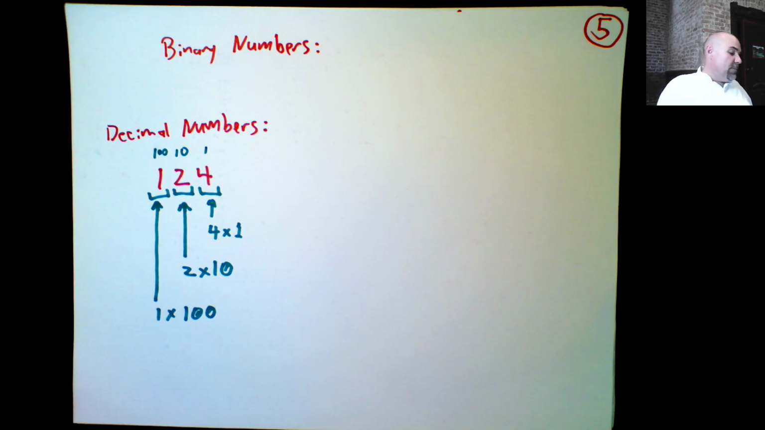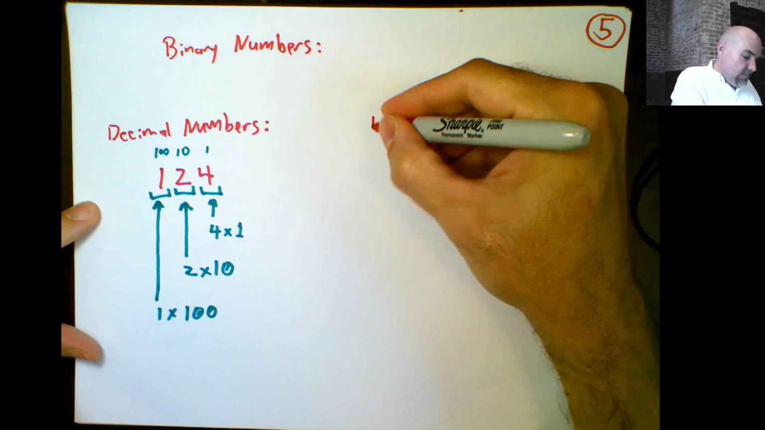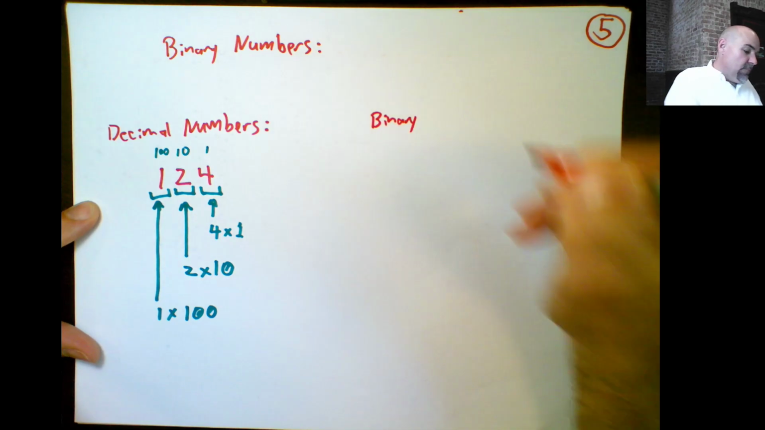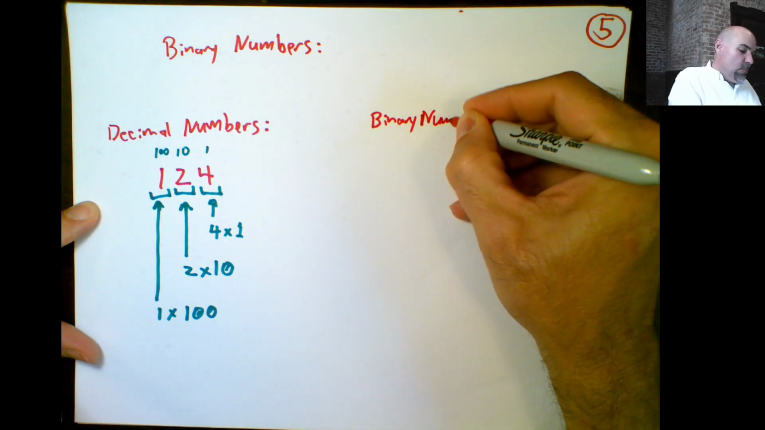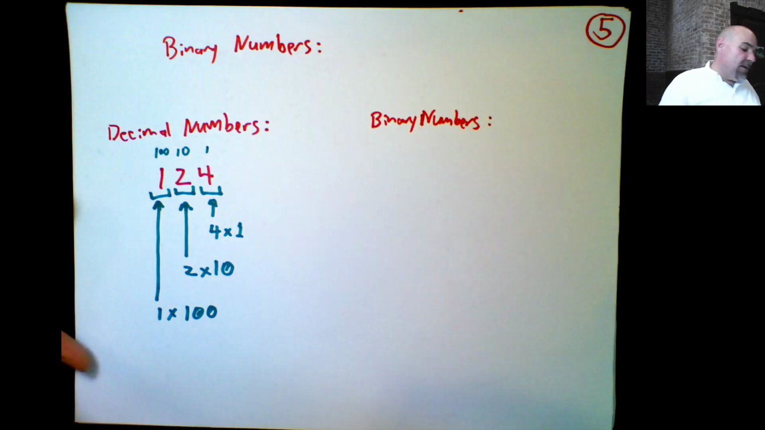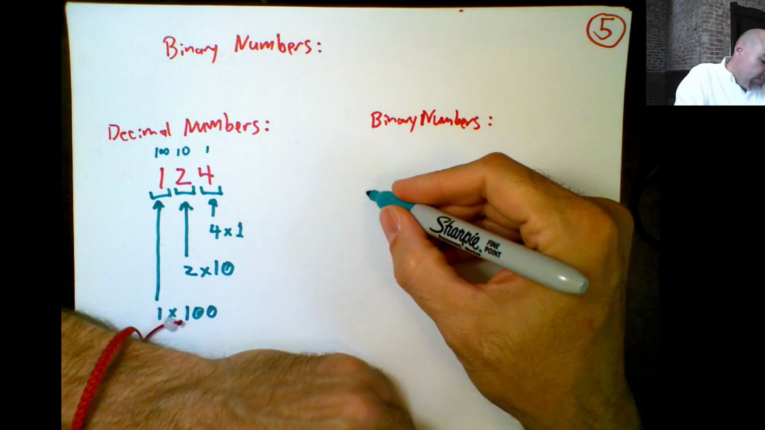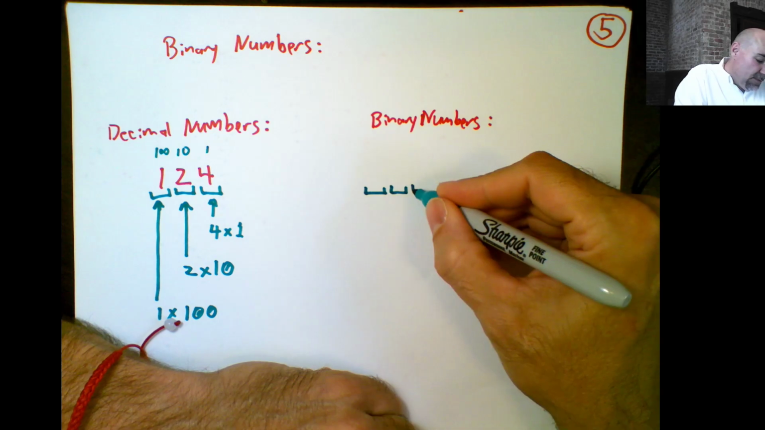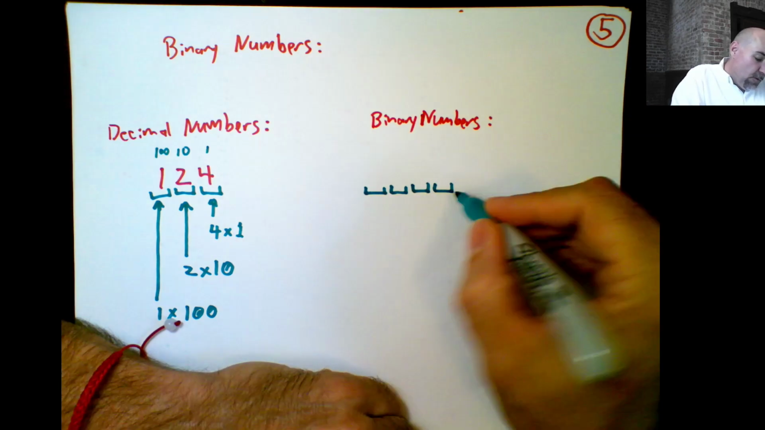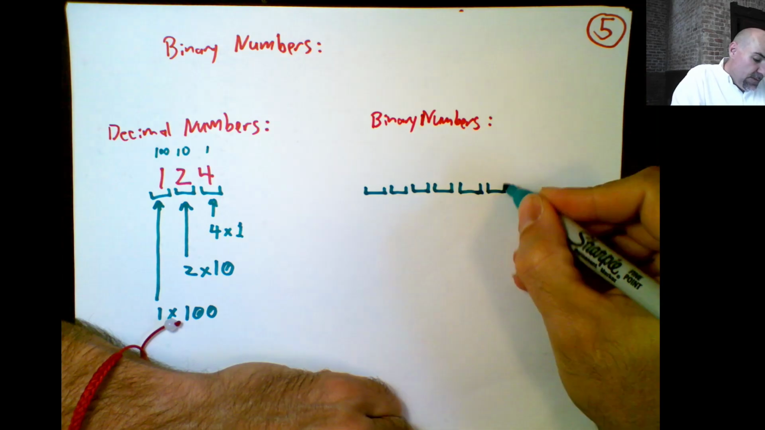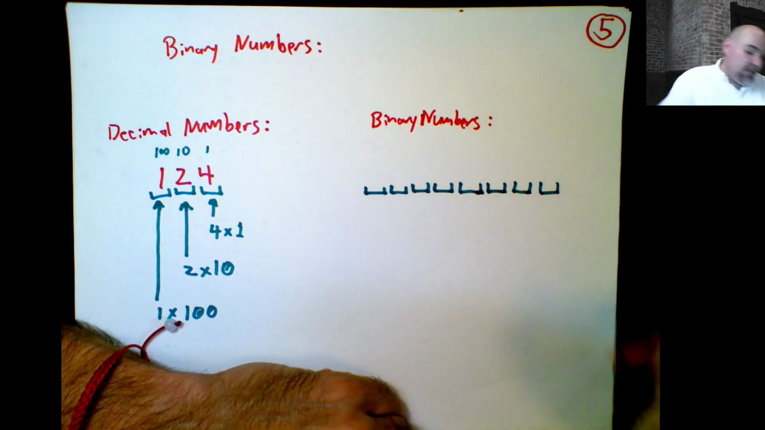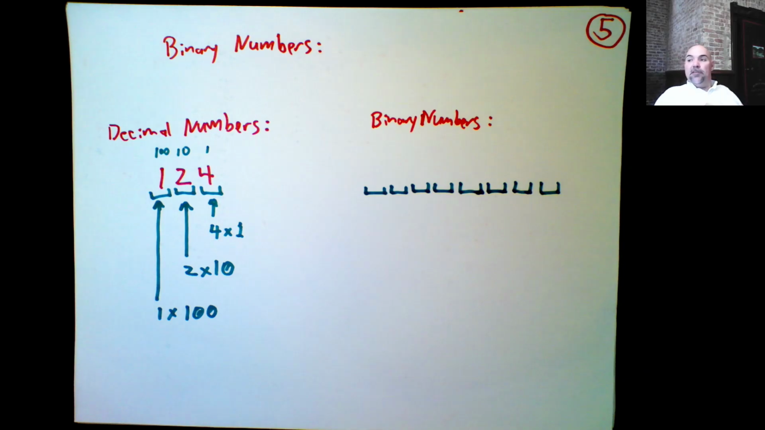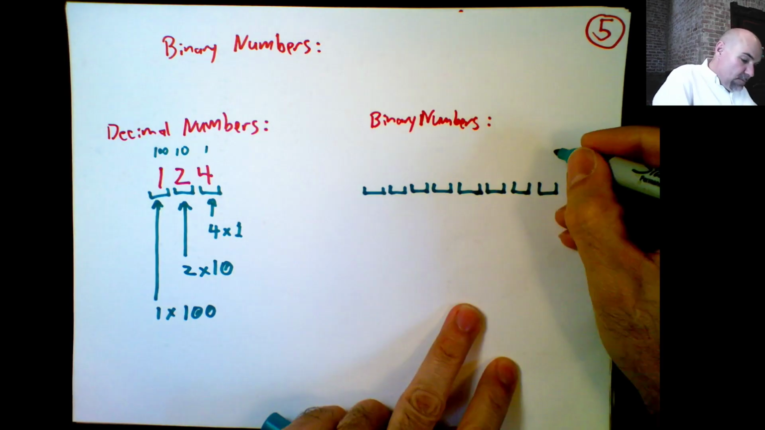Now, binary numbers, in contrast to that, work the same way. But in our case, as we've talked about, we've got 8 switches. So there's 4, 5, 6, 7, 8. So there's my 8 switches. And in this case, each of those has its own place value. This is still the ones place, just like we had over there. So this is still 1.